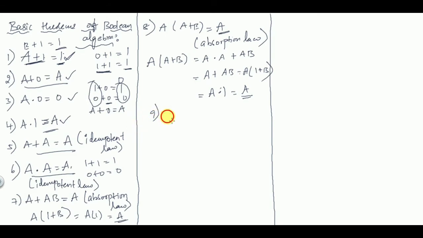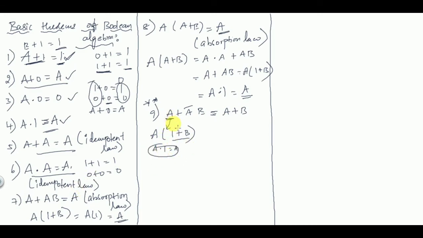Similarly, the ninth one: A plus A bar B is equal to A plus B. This is a very important theorem, used mostly for minimizing Boolean expressions. If you want to prove it, you can write A as A into (1 plus B), because 1 plus B is equal to 1, and A into 1 is again A.